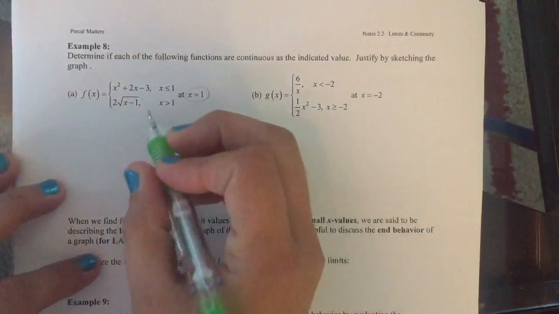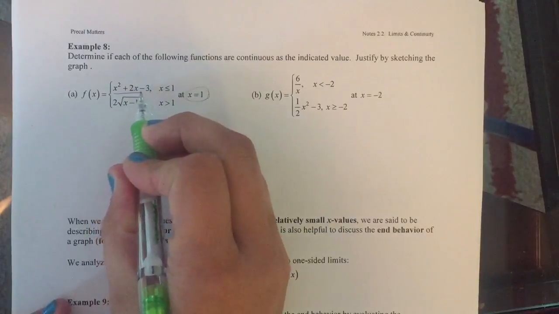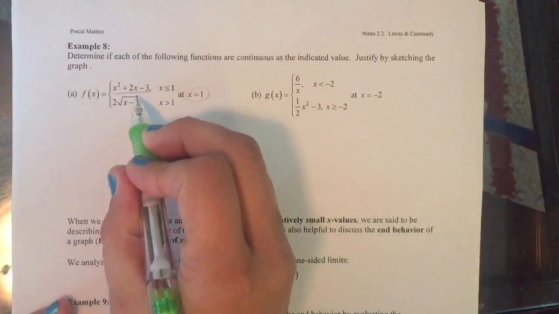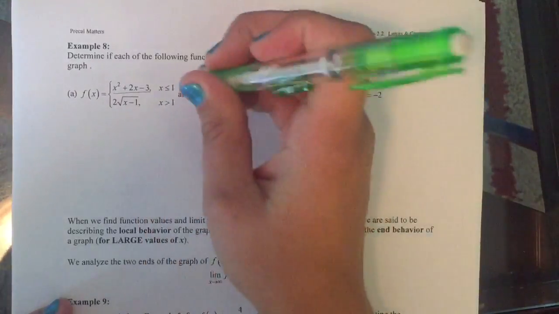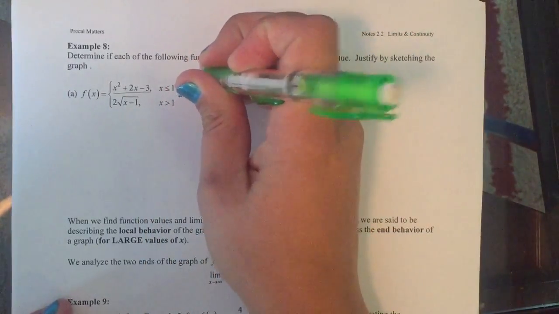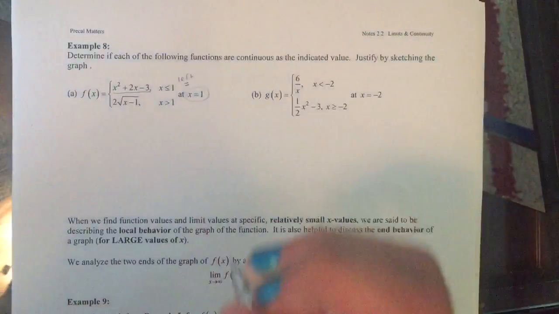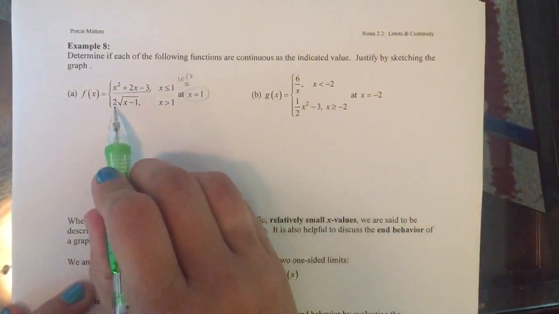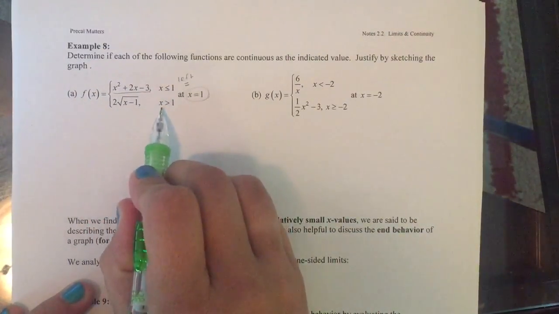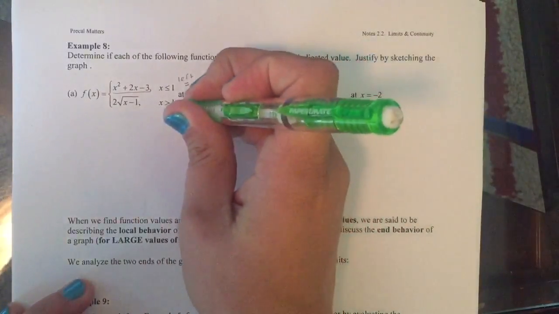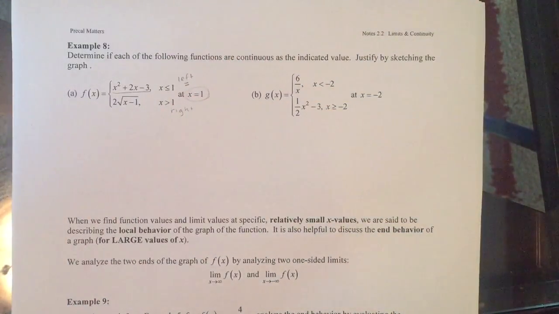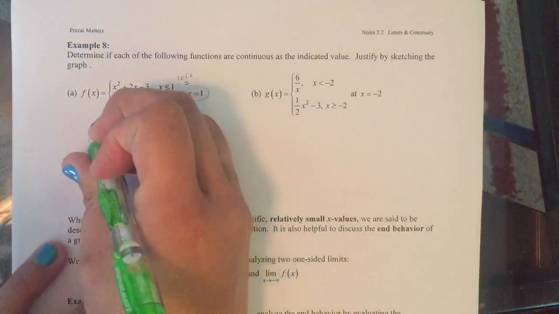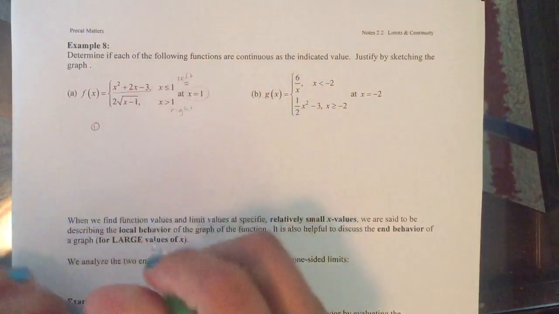And on problem A, you'll notice that it's this function, x squared plus 2x minus 3, when x is less than or equal to 1. So this is going to be the function from the left, and where the function is equal to 1. The 2 square root of x minus 1, where x is greater than 1, is going to be the function coming in from the right, but not where the function equals 1, okay? So let's take a look at the first part.